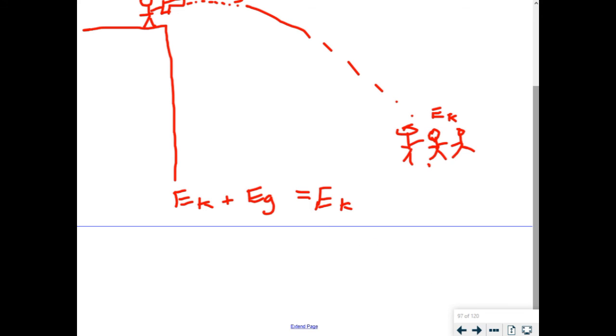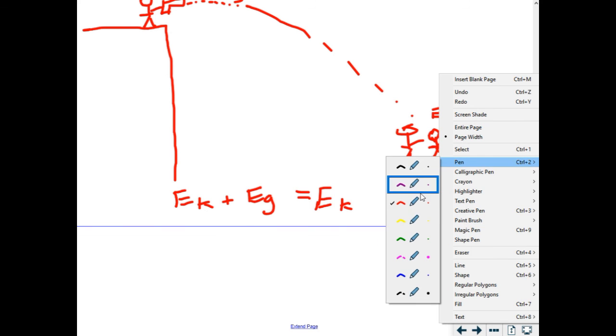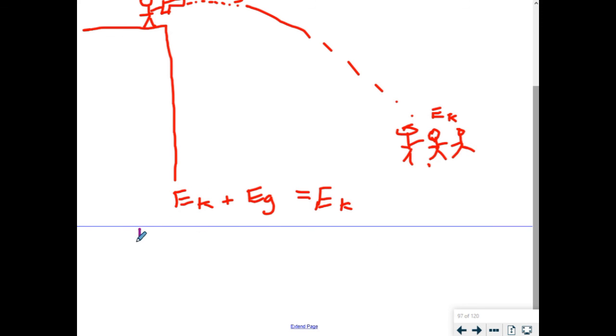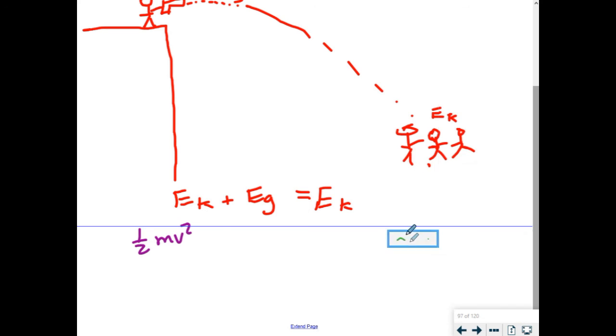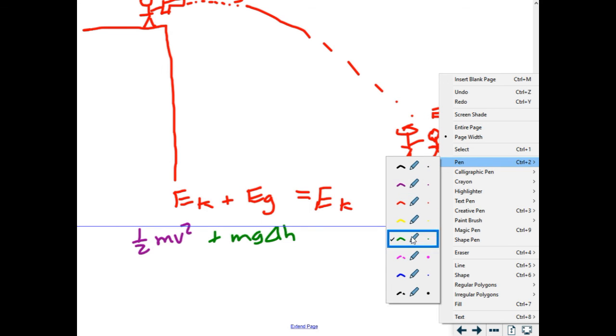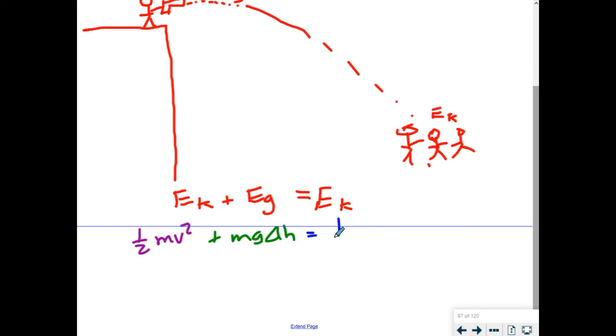Okay, step two. I'll color coordinate this again. What's the formula for kinetic energy? 1/2 mv squared. What's the formula for potential energy? Mass times gravity times a change in height. And then, again, this comes back to, well, why do you do this twice? The reason we need to do it twice is because there is an initial velocity and there's a final velocity.